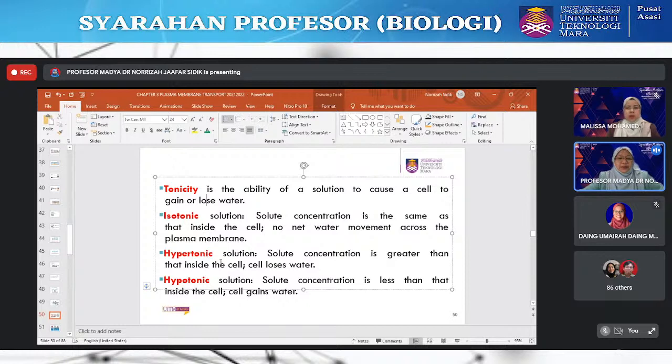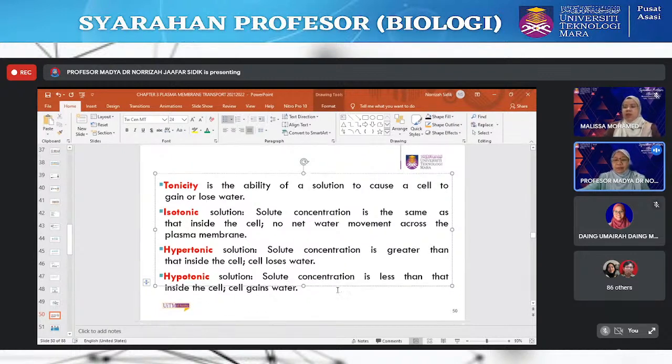There are three types of solution: isotonic, hypertonic, and hypotonic. If it is isotonic, the solute concentration is the same as that inside the cell, and there is no water movement across the plasma membrane. If it is hypertonic, the solute concentration is greater than inside the cell, and the cell will lose water. Hypotonic, solute concentration is less than that inside the cell, so the cell will gain more water.